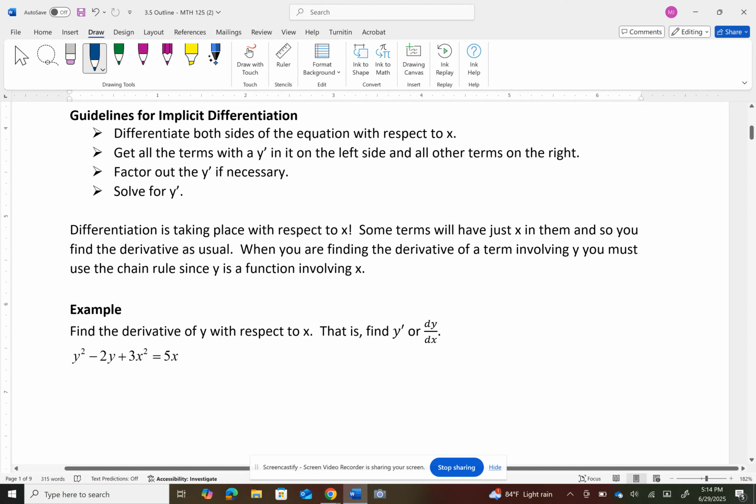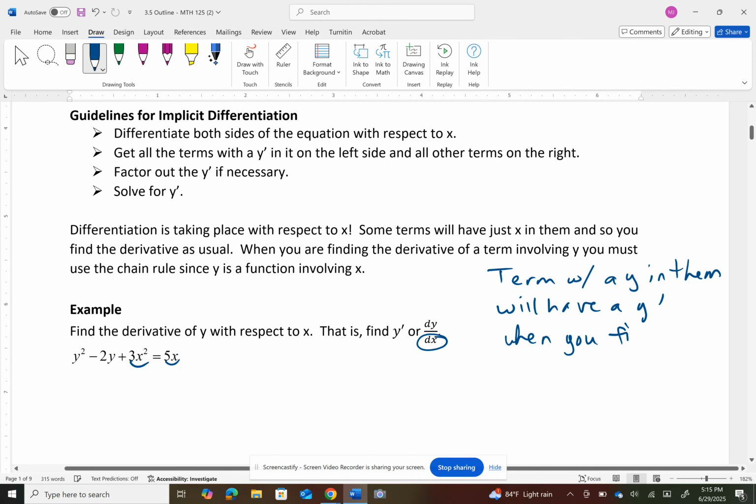We are finding dy dx. So we're finding the derivative with respect to x, okay? Some terms just have x in them, like in this case, the 3x squared and the 5x. Well, the derivatives of those terms are going to be just like usual, okay? But when you're finding the derivative of something that has a y in it, you're going to get a y prime, okay? So terms with a y in them will have a y prime when you find the derivative.